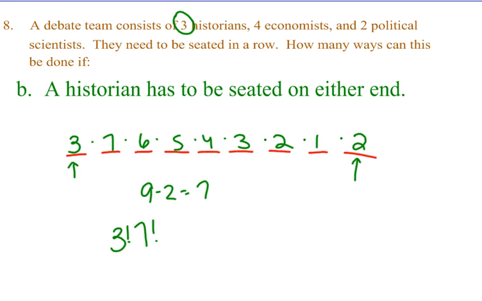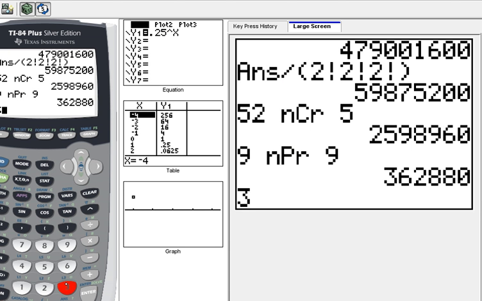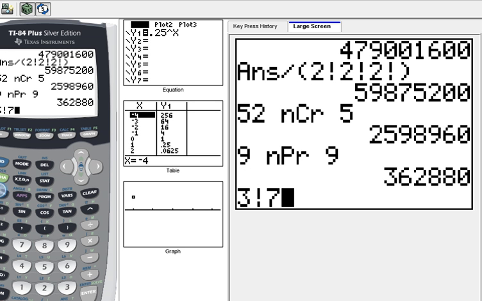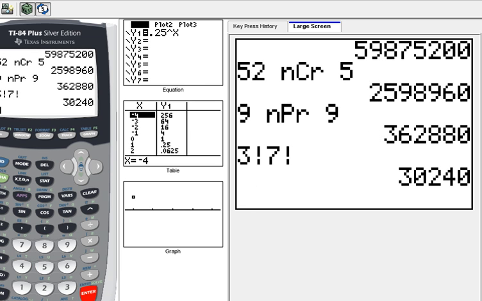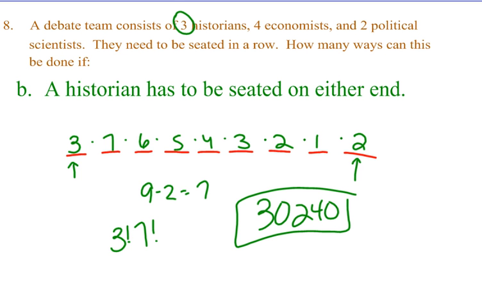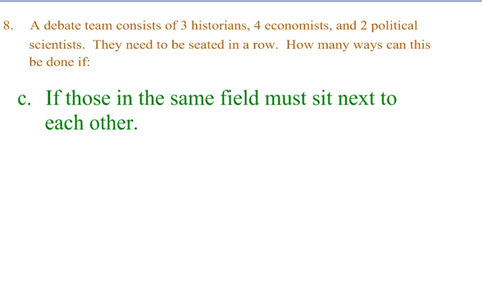So when I do that, I'll do that on my calculator. 3 factorial times 7 factorial. And I end up with 30,240 ways to seat them. So there's all the different ways I could seat those people using that.